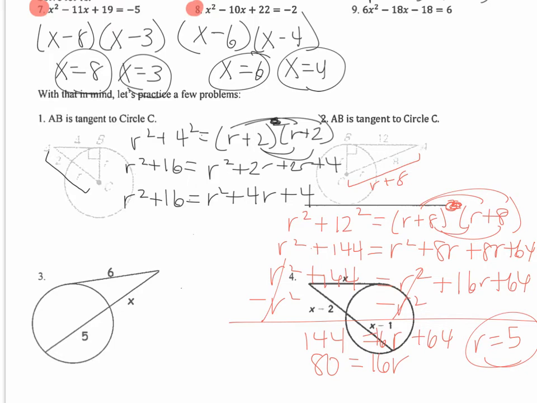So notice this isn't any different than what we did last class. The only difference is that here I had to use my double distributing trick, and down here I thought I was going to have to factor, but in reality I didn't.